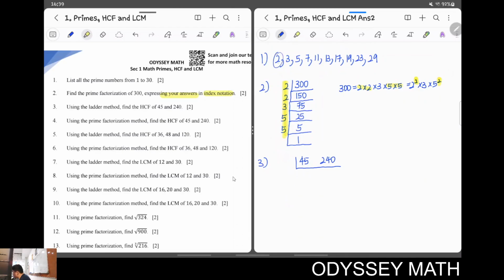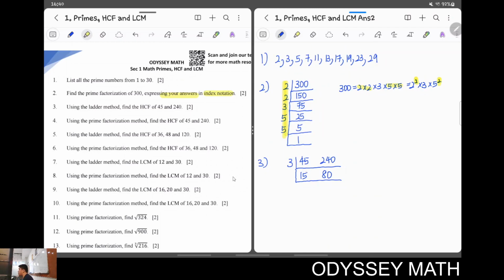So we move on from 2, so we move to 3. So we're going to put 3 here, and we see that, hey, 45 can be divided nicely by 3 to get 15. And 240 can be divided nicely by 3 to get 80. And then now we keep going. Then we check again, 2, 3, 5, 7, like so on and so forth.